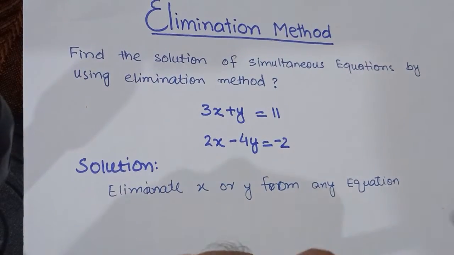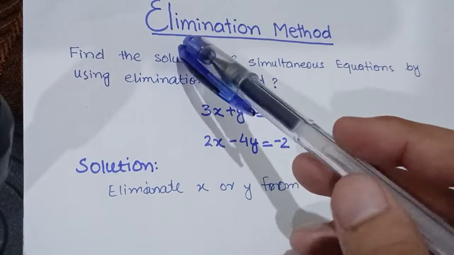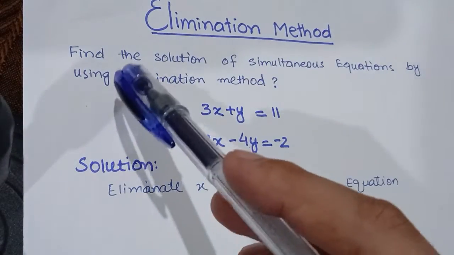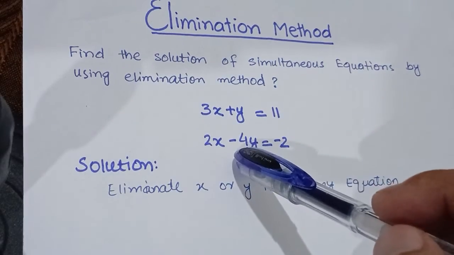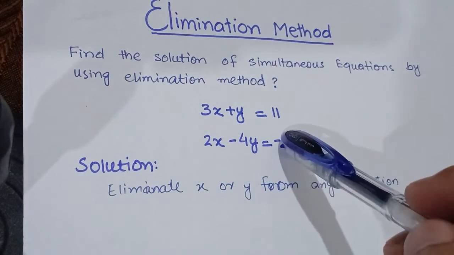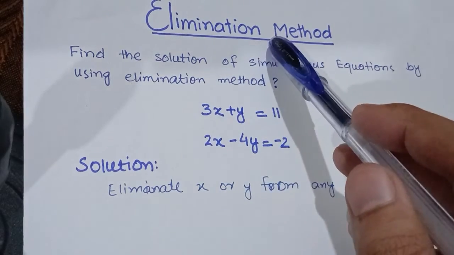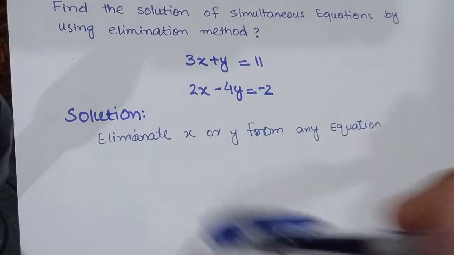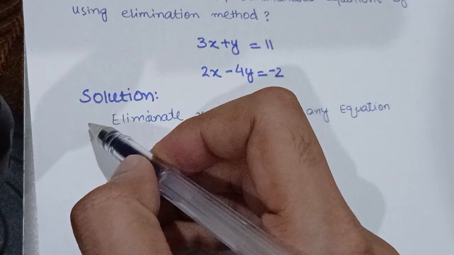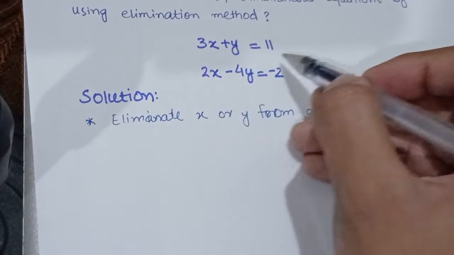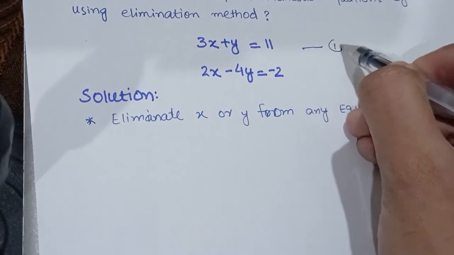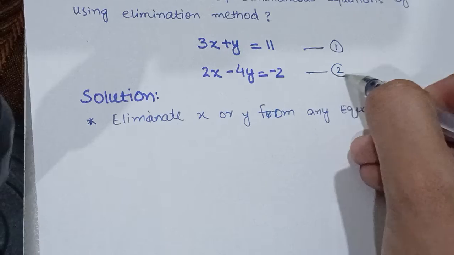Hello and welcome back. In this video we will learn what the elimination method is to solve simultaneous linear equations, and what kind of solutions these simultaneous equations have if we use the elimination method. In the elimination method, the first step is to eliminate x or y from any of these equations. This is equation 1 and this is equation 2.